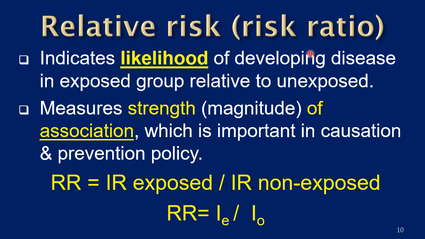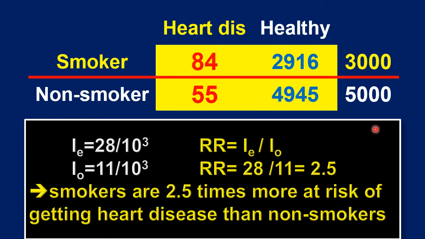RR is a ratio equal to incidence rate among exposed divided by incidence rate among non-exposed. Returning back to our example, if we divide the incidence to get the relative risk, it will be equal to 28 divided by 11, equals 2.5. What does this mean? It means that smokers are 2.5 times more at risk of getting heart disease than non-smokers.